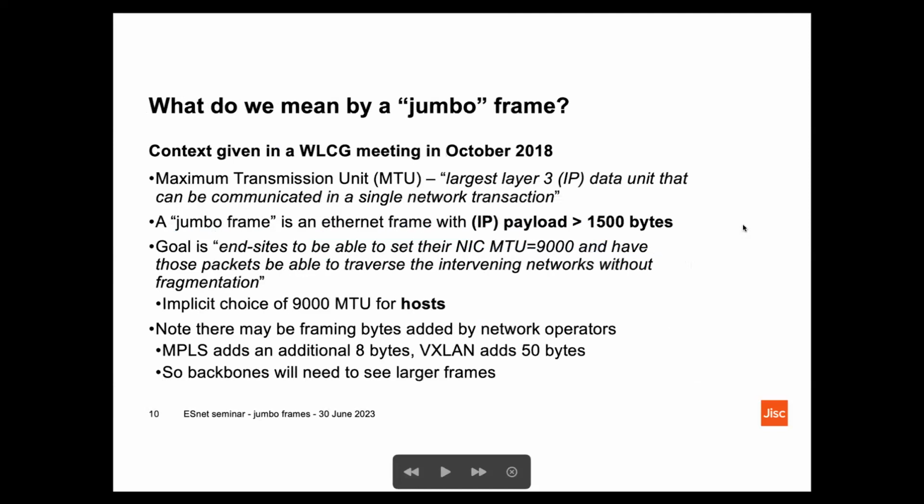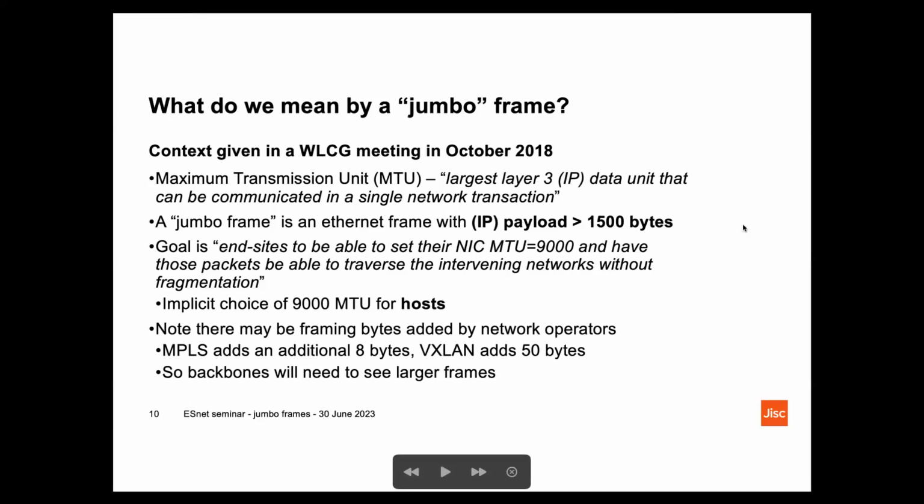We should understand what we mean by a jumbo frame. Maybe this is commonly understood by everyone on the call. The definition you will generally see is that a jumbo frame is an Ethernet frame with an IP payload bigger than 1500 bytes.